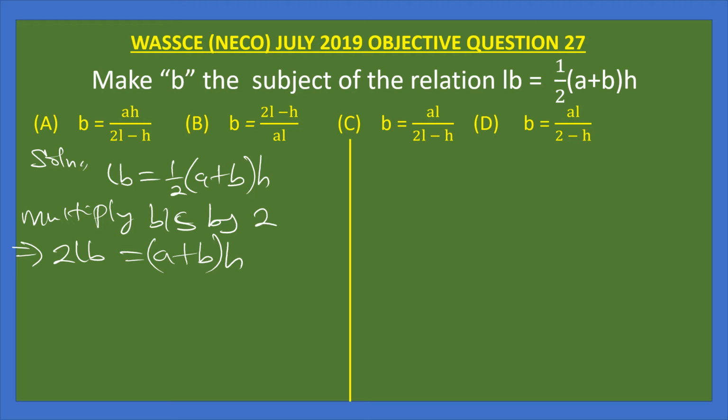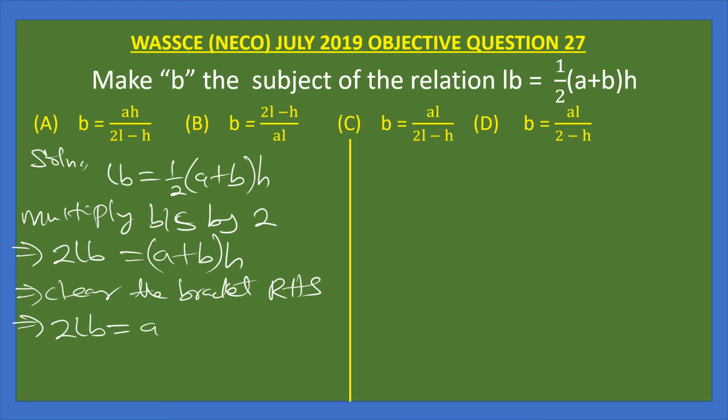Now, what do we do? We clear the brackets on the right hand side. This now implies 2LB as equal to what? AH plus what? BH. Now we're asked to make B the subject of the formula.